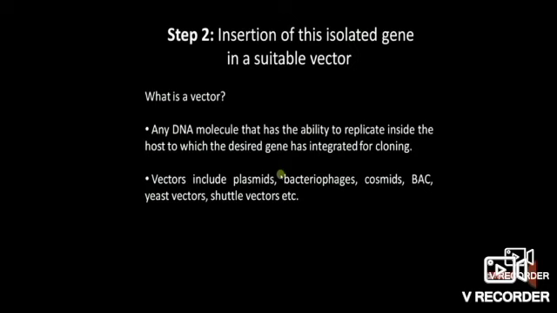Now, what is a vector? Vector is any DNA molecule that has the ability to replicate inside the host to which the desired gene has integrated for cloning. So, vector is what? It is any DNA molecule which is capable of autonomous replication inside the host. Understood? So, by the autonomous replication of the vector, even our gene of interest will be cloned. Isn't it? Multiple copies of the gene also will be made according to the plasmid copies.